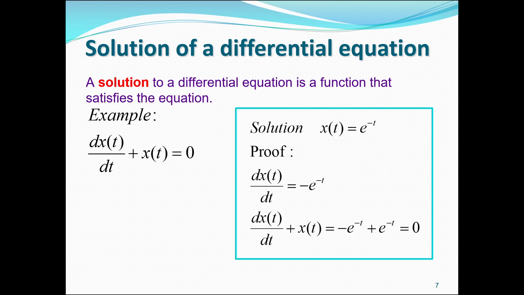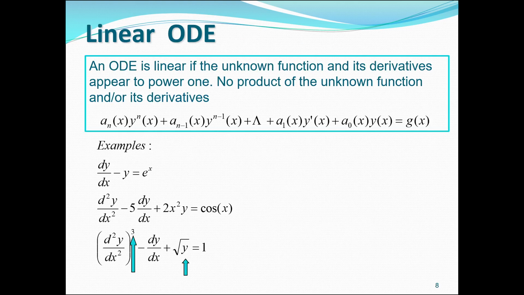Therefore, d by dt of x of t equal to minus e power minus t, that is x dash of t. Now, we substitute x of t equal to e power minus t and d by dt of x of t equal to minus e power minus t. Therefore, these two get cancelled. Therefore, the answer we get is 0. Therefore, a solution to a differential equation is a function that satisfies the equation.